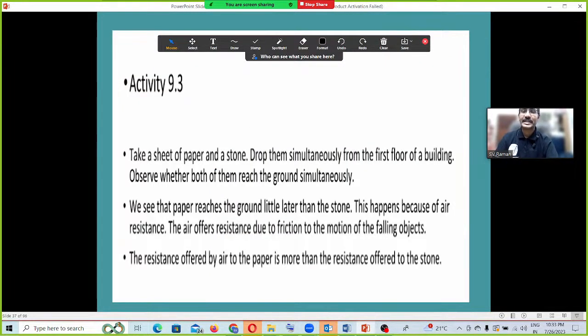Now, take a sheet of paper and a stone, drop them simultaneously from the first floor of a building, and observe whether both of them reach the ground simultaneously. We see that the paper reaches the ground a little later than the stone. This happens because of air resistance. The air offers resistance due to friction from the motion of the falling object. The resistance offered by air to the paper is more than the resistance offered to the stone.